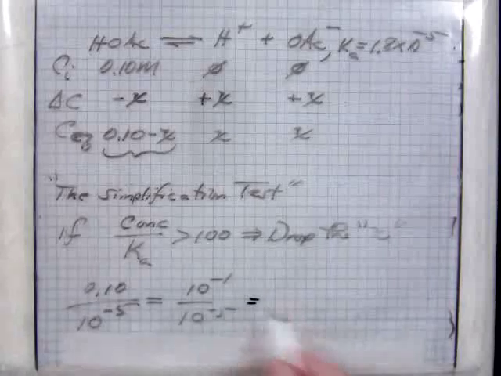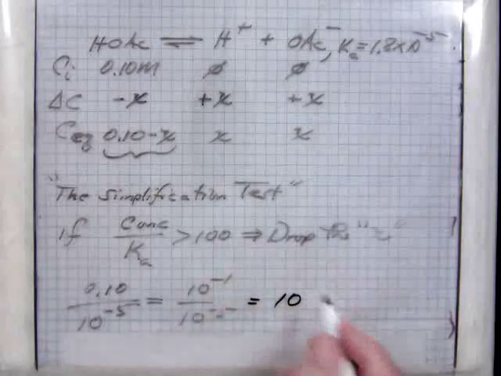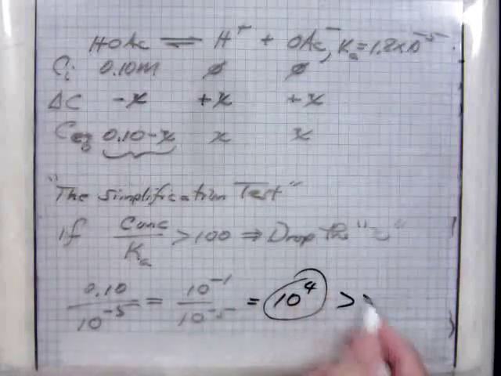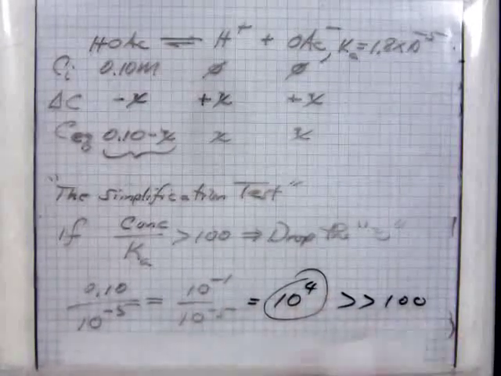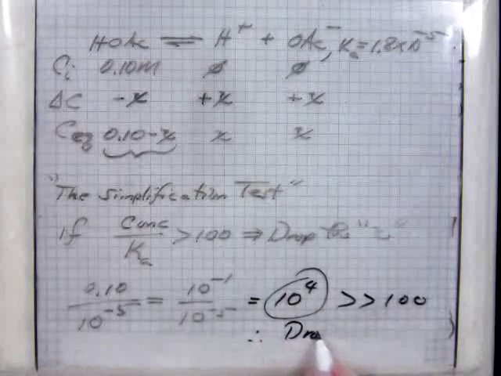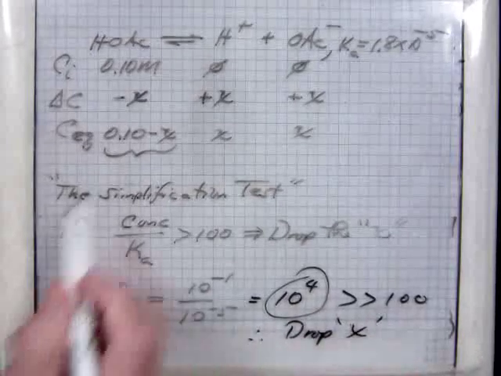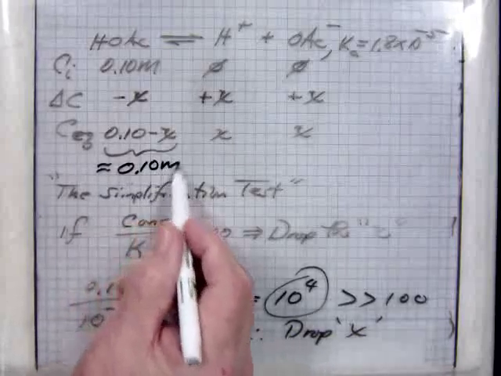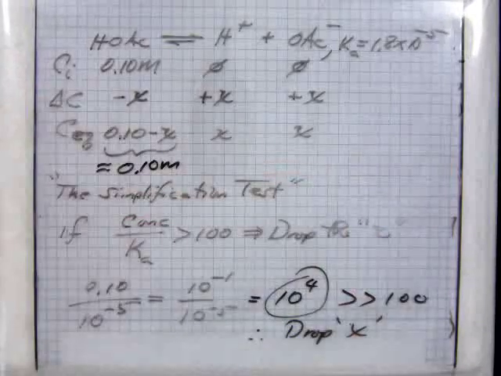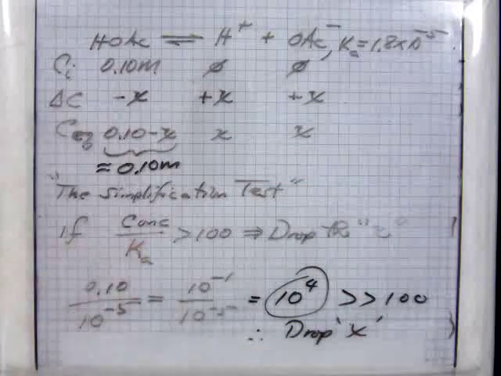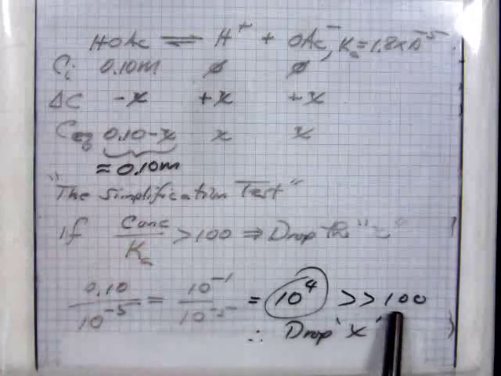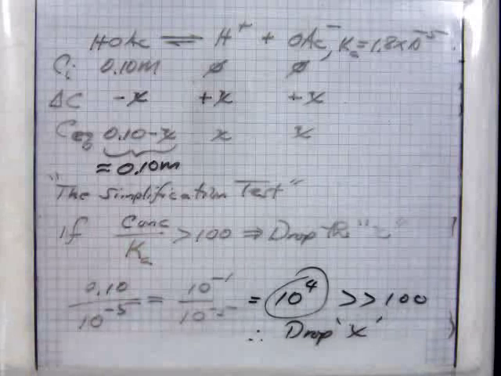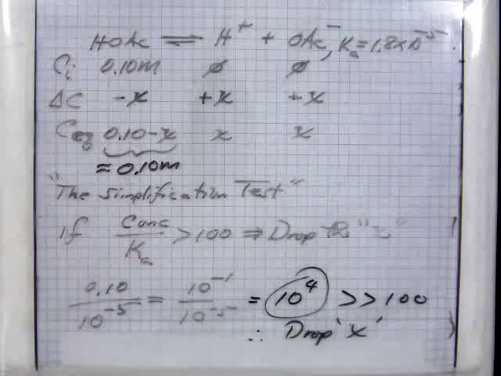So this is going to give us 10 to the fourth power, which of course is much greater than 100. Therefore, drop the x on this portion. So this will become 0.10 molar in that row. So it's just a quick way to determine. There are problems that you will see, and if it does not conform to this, you'll have to use the quadratic formula. I'll try to work one of those today as we get deeper into this.